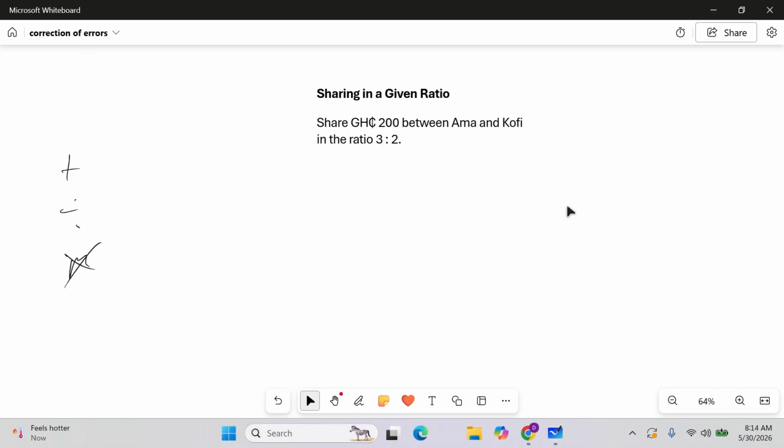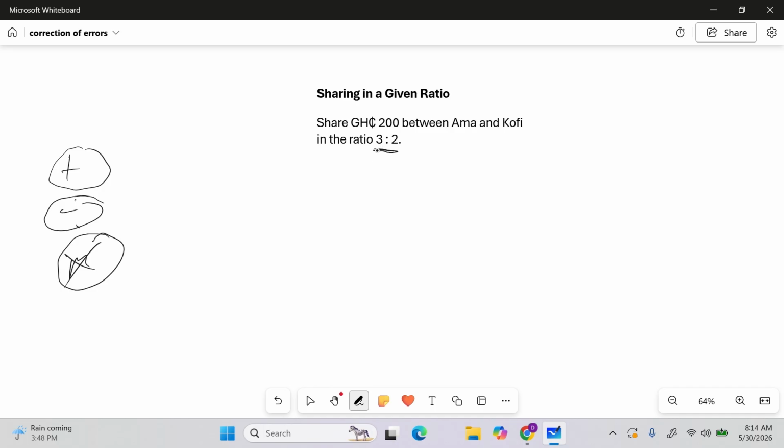Now see how we can use ratio to share an amount of money or any given quantity. Basically, we are going to use addition here, division here, and multiplication here. These are the things that we're going to use. But let me explain it for you. Now we have this: share 200 Ghana cedis between Amma and Kofi in a ratio of 3 to 2.